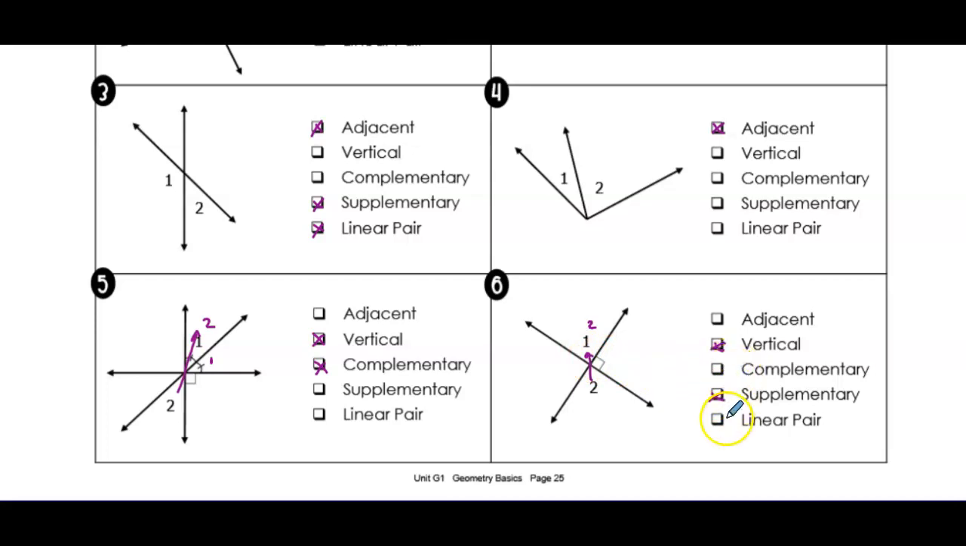However, they are not a linear pair. Just because they're supplementary does not make them a linear pair. Angles 1 and 2 are not next to each other, they're across from each other. So they are vertical, but they're not a linear pair and they're not adjacent.